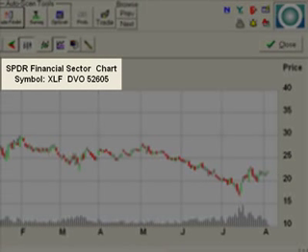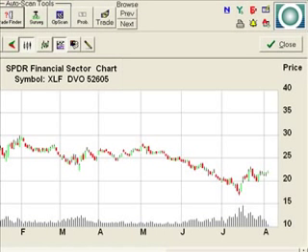You are looking at a chart of the XLF. This is an exchange traded fund that is a basket of stocks that are in the financial sector. And it doesn't take long to look at this chart and realize that the financial sector has been getting hit hard by the market. In fact, it's been getting hit hard by the market since last year.